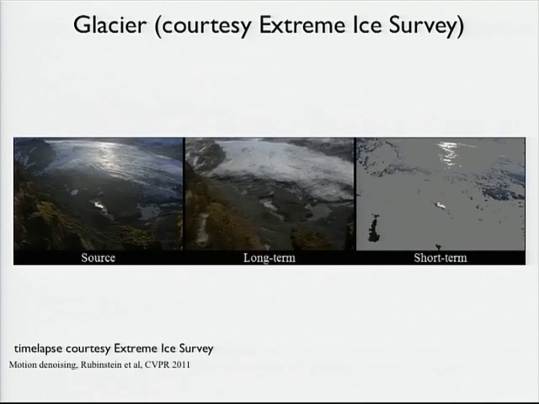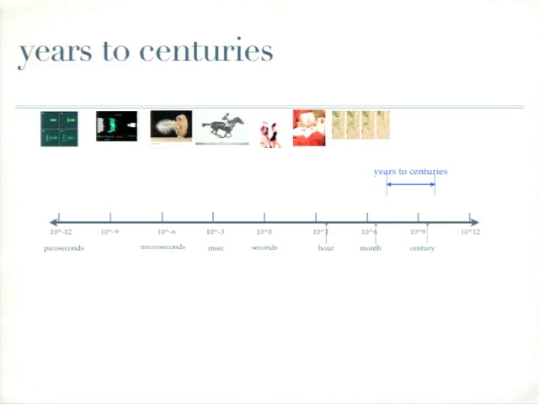So now let's go beyond time lapse up to years and centuries. How do you tell stories with photography over the time of years and centuries? Well, one way to do it is to look at photographs from very long ago. I mean, that tells a story over time. So I just want to show these photos, which I like so much.